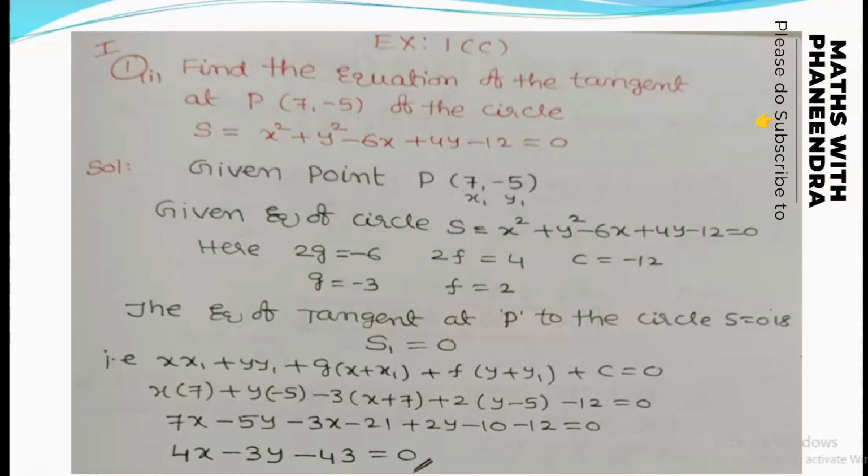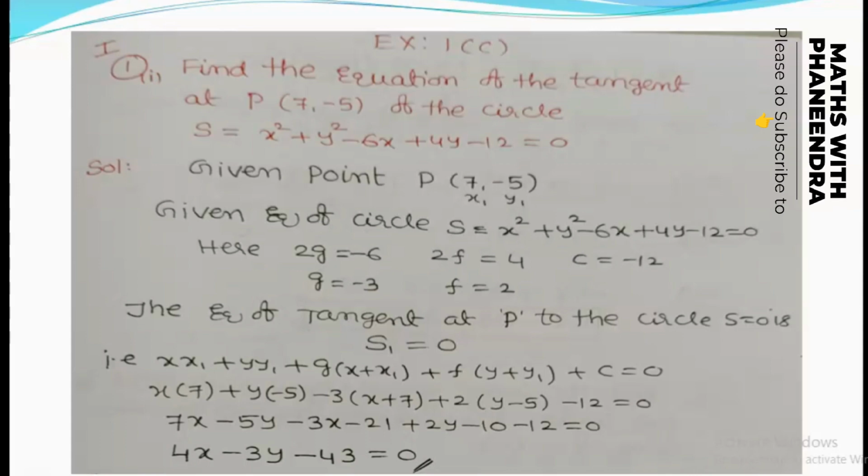Find the equation of tangent at P of (7, -5) to the circle S equal to x square plus y square minus 6x plus 4y minus 12 equal to 0. Whenever a point and a circle are given, this type of problem may be asked for 2 marks. Given point (x1, y1), and the equation of the circle S is x square plus y square minus 6x plus 4y minus 12 equal to 0.